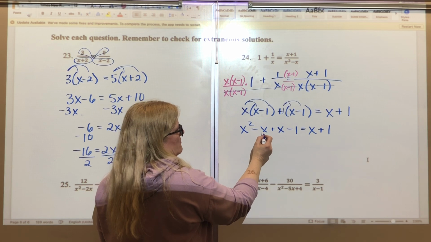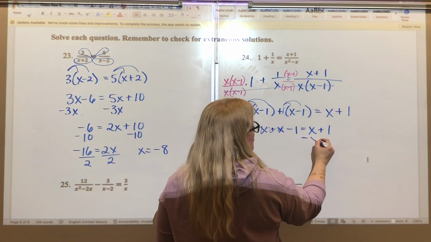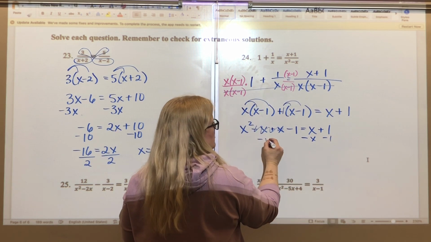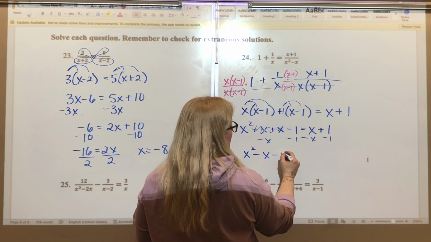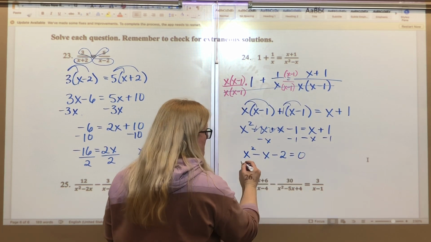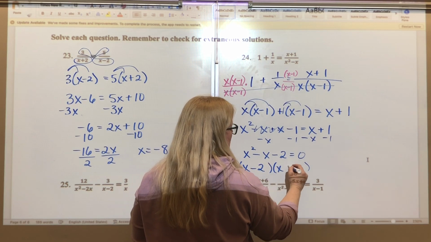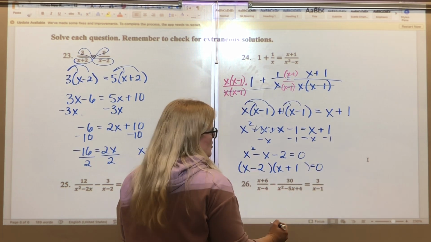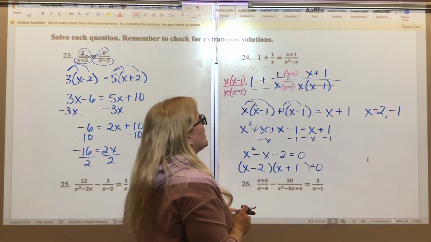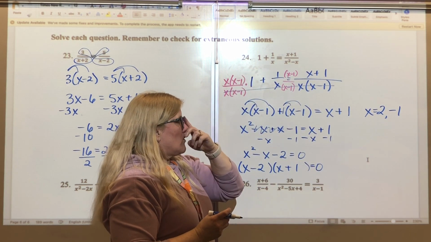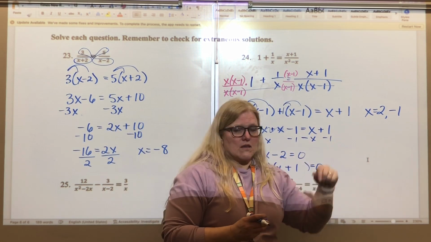Okay, I can see negative x plus x goes away. If I subtract x and I subtract 1 from both sides, I get x squared minus x minus 2 equals 0. That factors into x minus 2 times x plus 1. So my answers are 2 and negative 1. And if we plug these in, you'll see that they both work. Okay? All right.